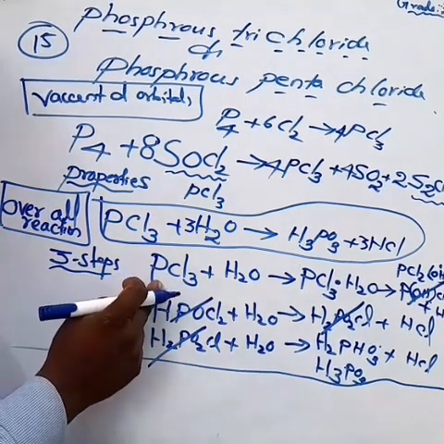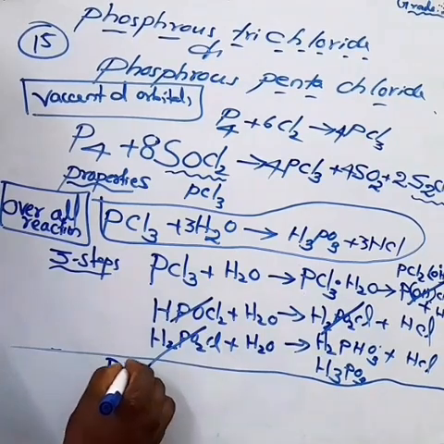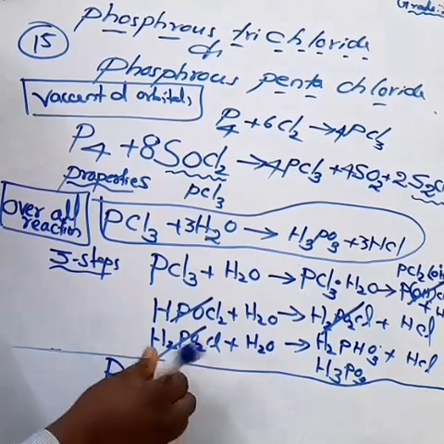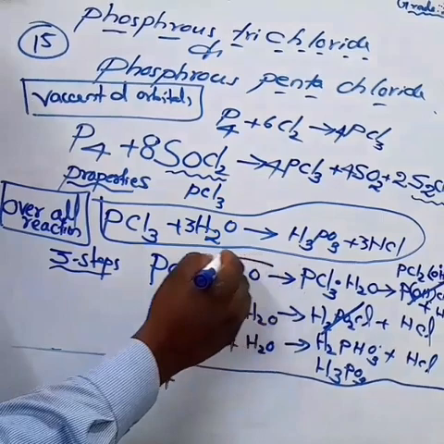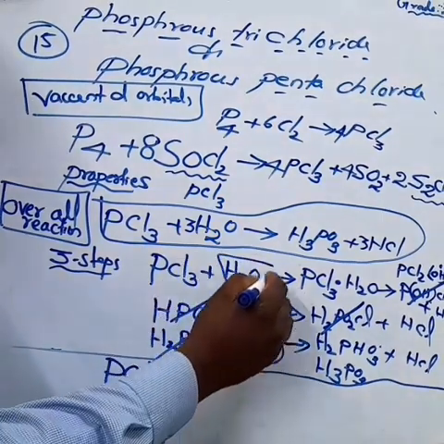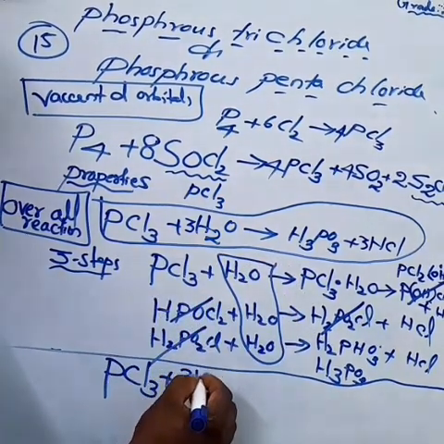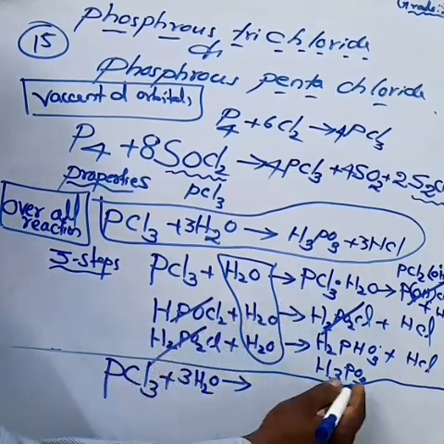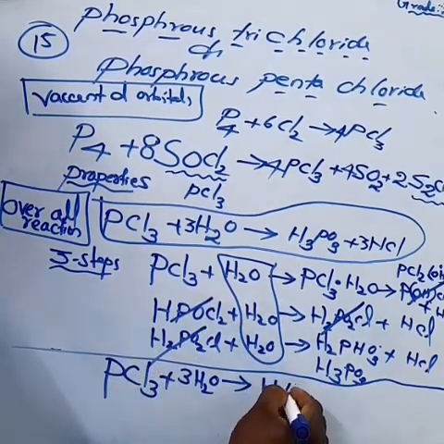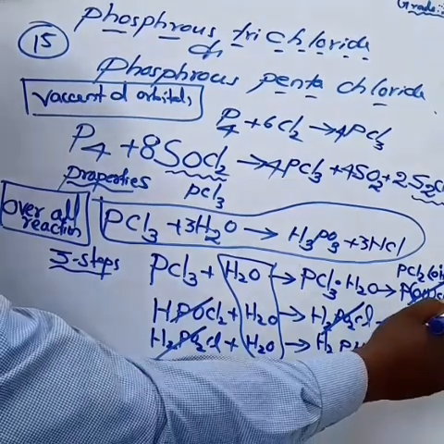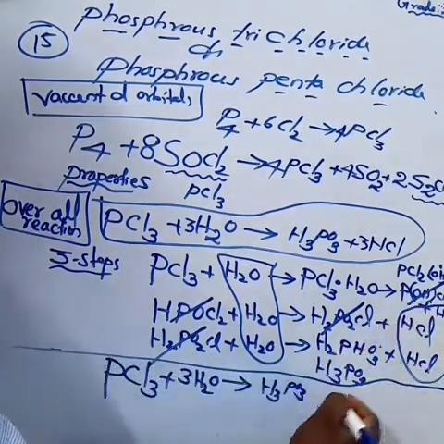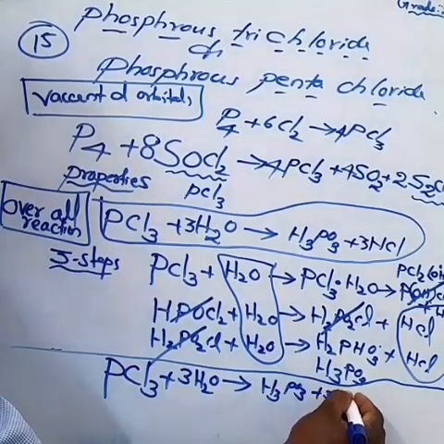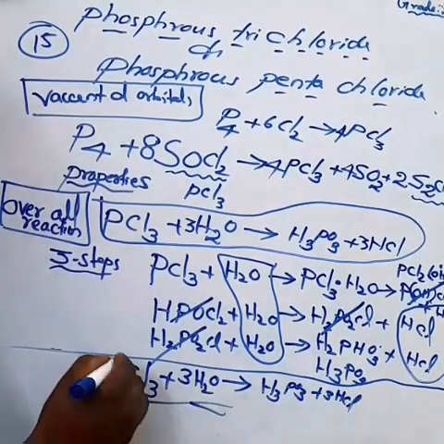So what is the remaining overall reaction? First we write PCl3 plus how many water molecules? 1, 2, 3. So 3 H2O gives, on the product side, H3PO3 plus how much hydrochloric acid in total? 3 hydrochloric acid, so make it 3 HCl. This is the overall reaction.